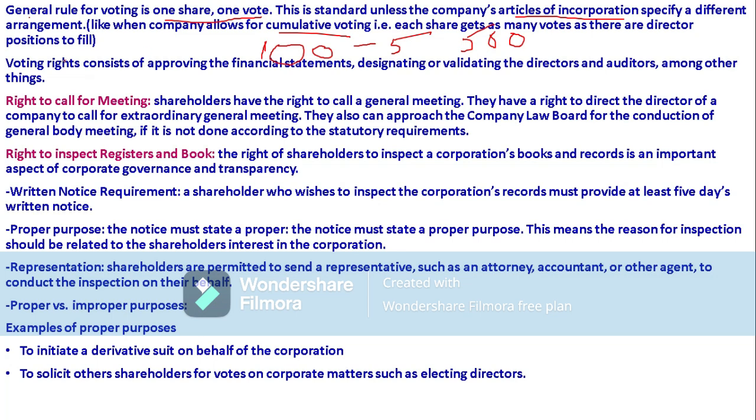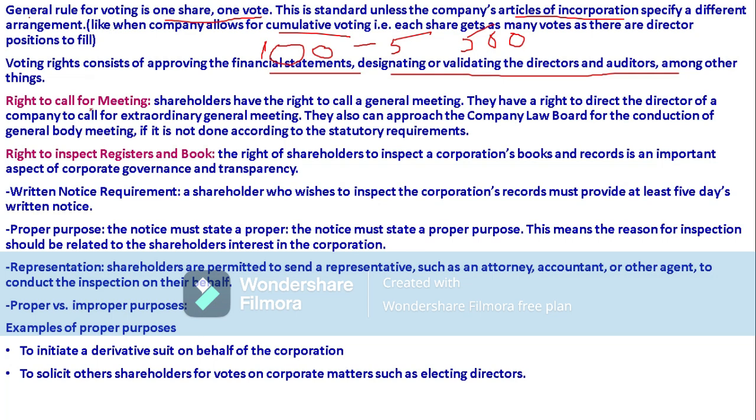So voting rights consist of approving the financial statements, designating or validating the directors and auditors, among other things. So this is about the voting rights of shareholders.